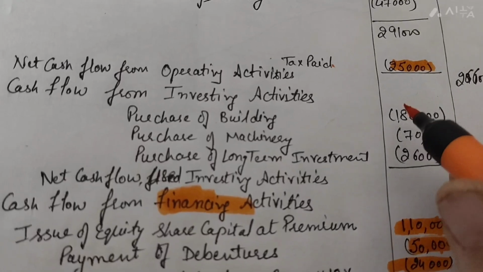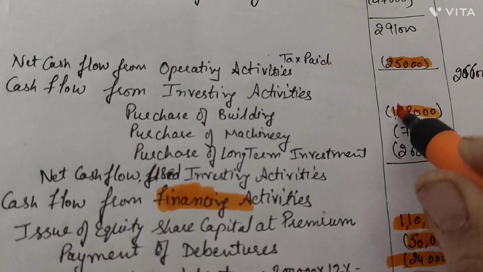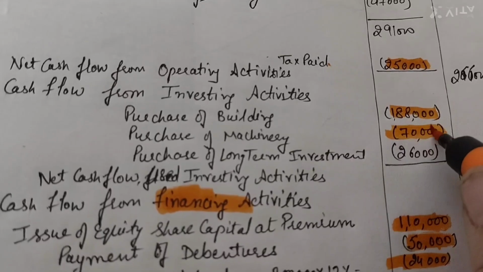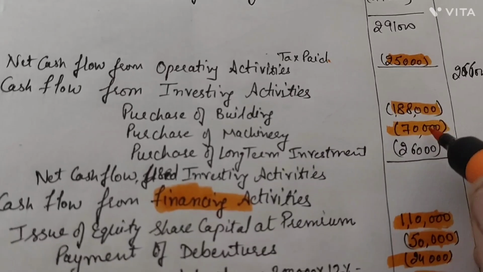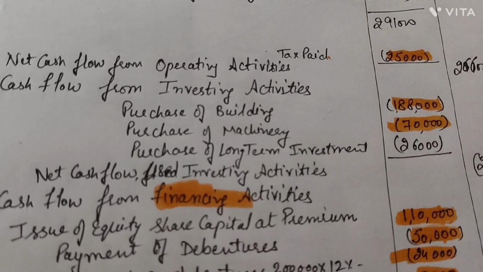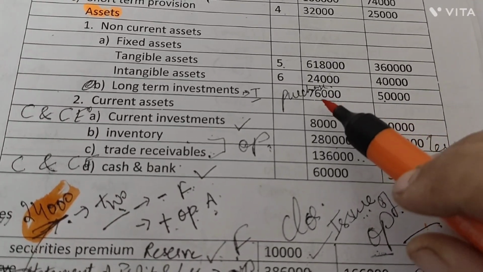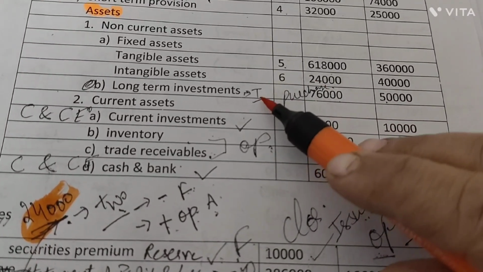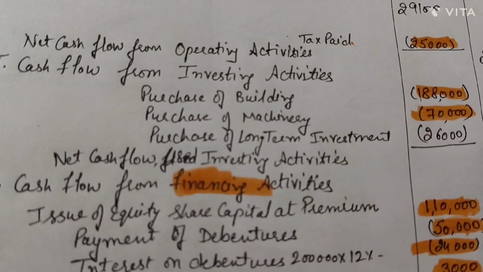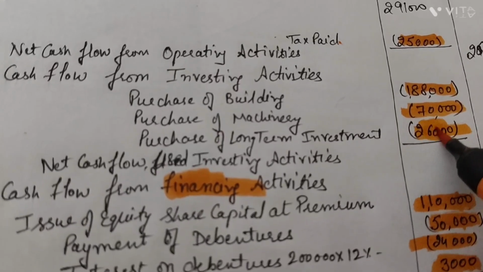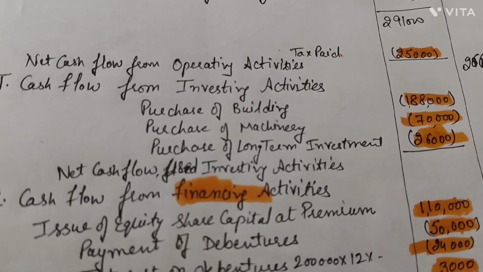Purchase of building is 1,80,000, 88,000, it is in bracket because it is a purchase. Then purchase of machinery is 70,000, it's also in bracket because money is going out. Next is long-term investment. Investment value has also increased, so investments would also go to the investing activity, with the purchase of long-term investments over here 26,000 as a negative because again it is a purchase value.